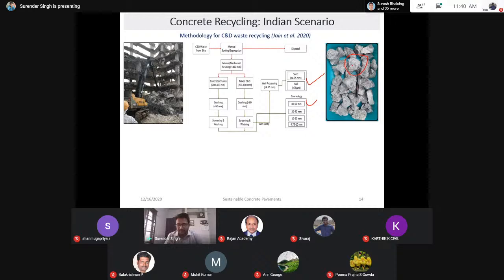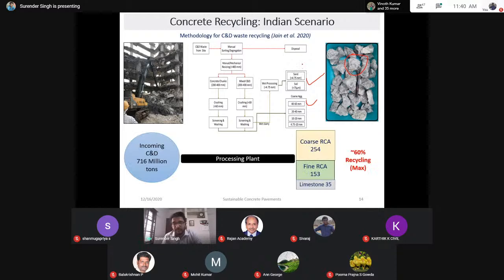But after this also, a significant amount is going for disposal. Let's say in India, we are getting 16 million tons of CND waste per year, and we are using this technique. How much of the aggregates can we recycle? We can recycle only 60% of the aggregate. The rest 40% will again be going to the disposal sites. Why is this happening? Because the technique is conventional. We have to upgrade this technology.